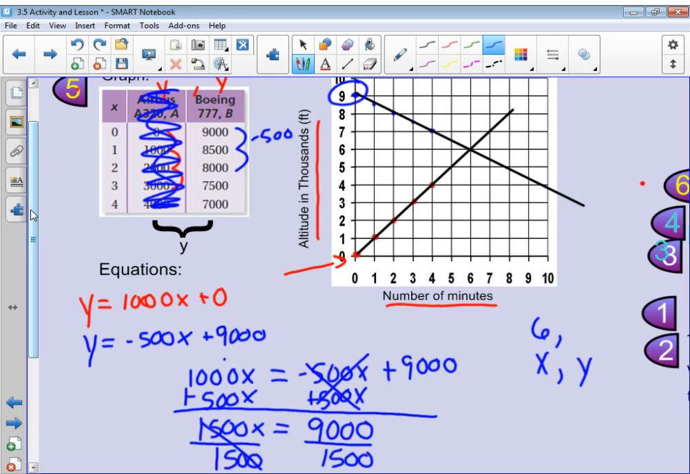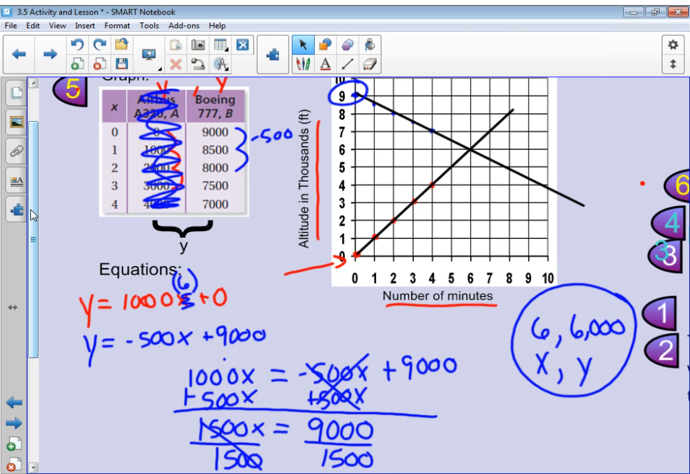So if I substitute my 6 into this equation here where x is, 6 times 1,000 would give me 6,000. So there is my system of equation solution. So it took 6 minutes and they met at 6,000 feet altitude. Okay, one was taking off and one was coming into land, if you notice. The first one was going up, that one was taking off, and the second one was descending or coming down.